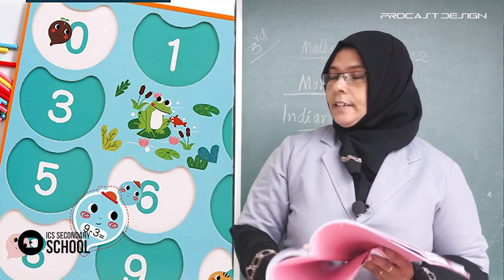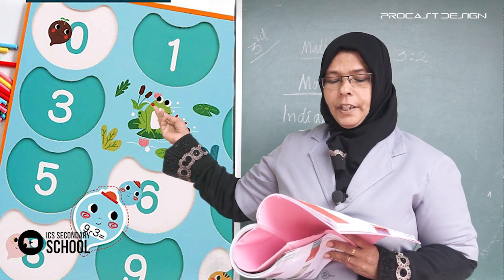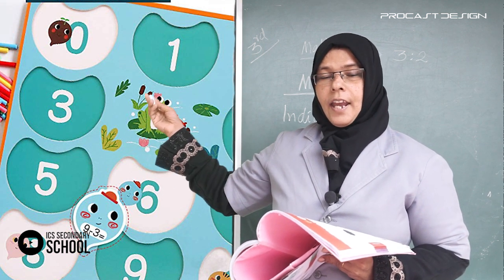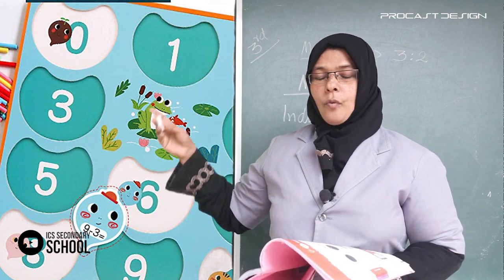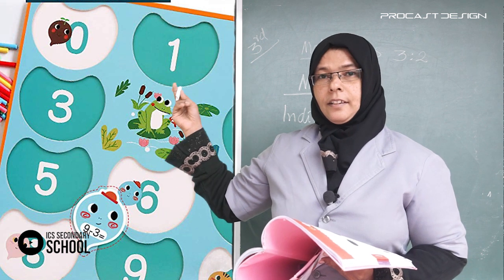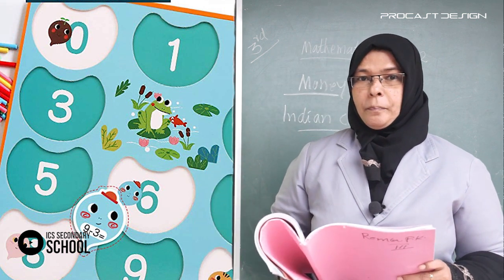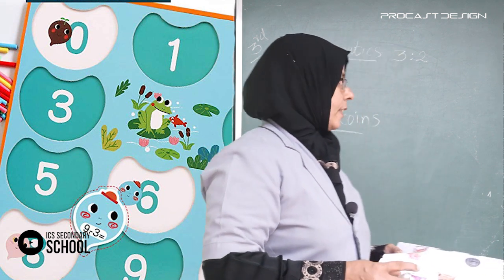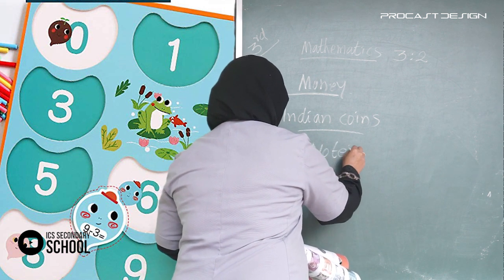Listen. These are some coins: 1 rupee, 2 rupees, 5 rupees and 10 rupees. These are Indian coins. Okay. Next, Indian notes. All of you listen. Notes.